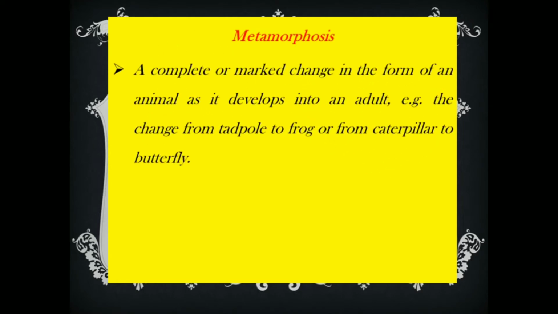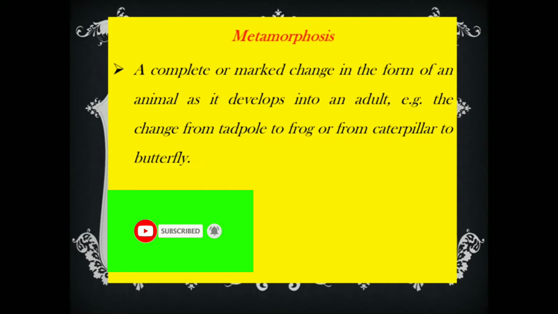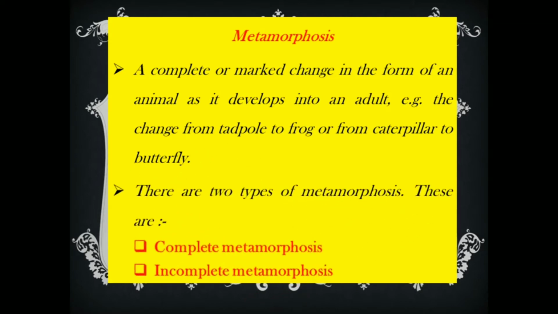For instance, we can see a change of egg in a frog. That means the egg will change into a tadpole first and finally will develop into a frog. And also you can see in a butterfly, the egg will change first into a caterpillar and then will change into a pupa and finally will develop into an adult.